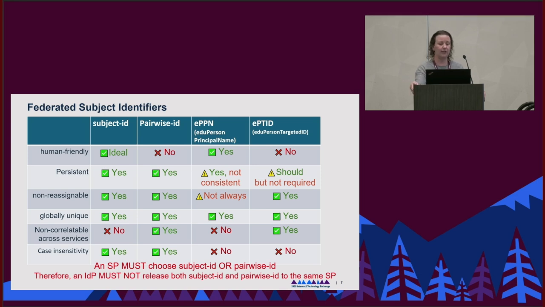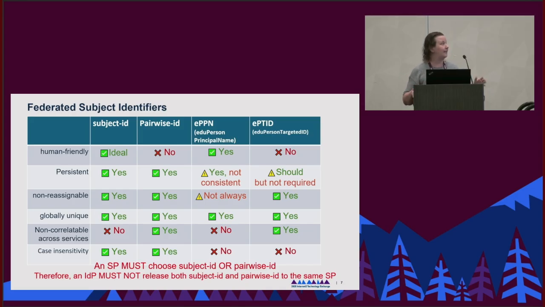It is usually human-friendly, but it is not consistently persistent across different implementations. It's sometimes reassigned, so we can't say EPPN is non-reassignable across the board. And it is case-sensitive, so the same thing with a capital letter and a lowercase letter could indicate two different users, and the new identifiers are case-insensitive.